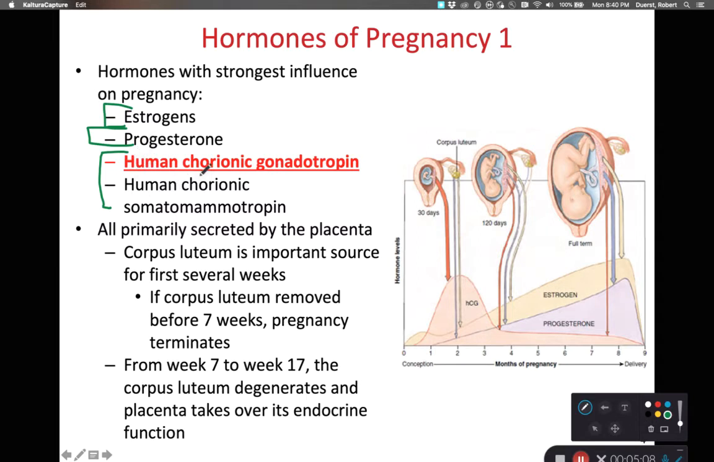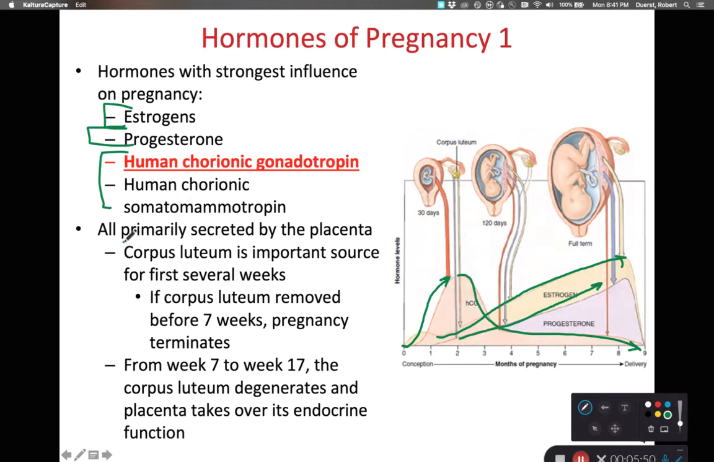Two hormones we haven't talked about in a lot of detail are HCG, human chorionic gonadotropin, and HCSM, human chorionic somatomammotropin. These are hormones that are all going to be released by the placenta. Over the course of the pregnancy, human chorionic gonadotropin spikes at about week 2. After that, it levels off and then declines throughout the pregnancy, while there's a dramatic increase in estrogen throughout the pregnancy and a dramatic increase in progesterone throughout the pregnancy.